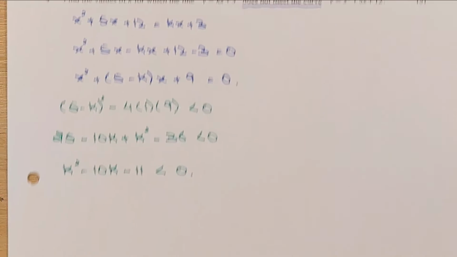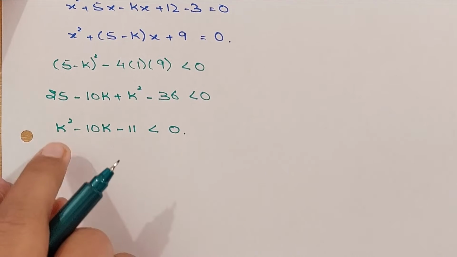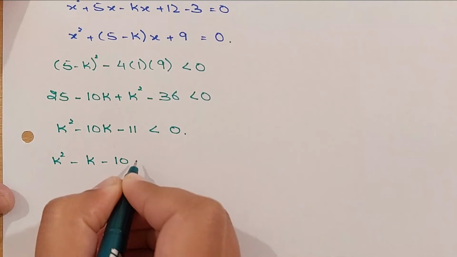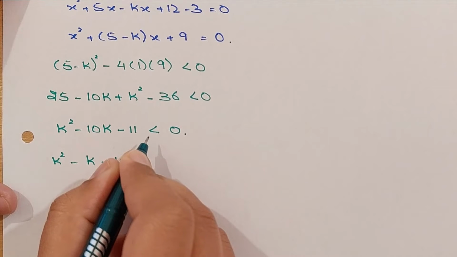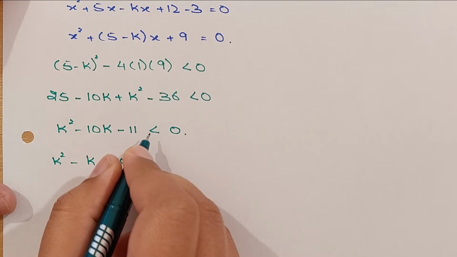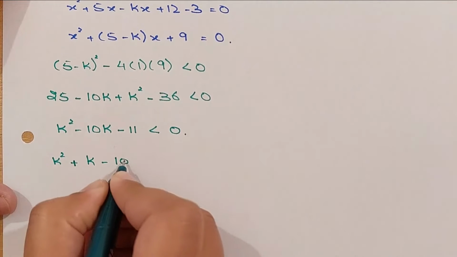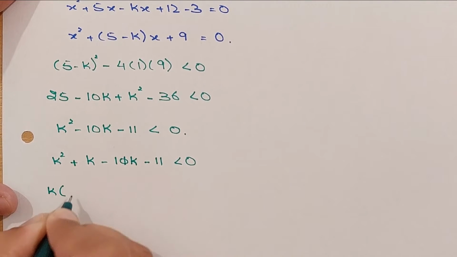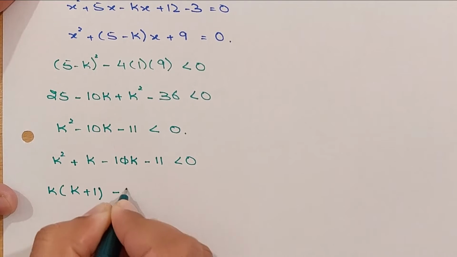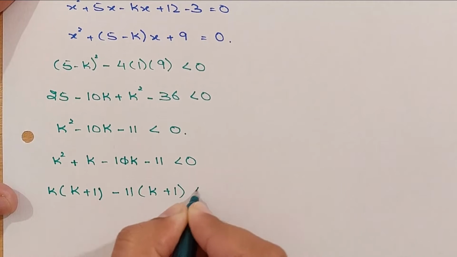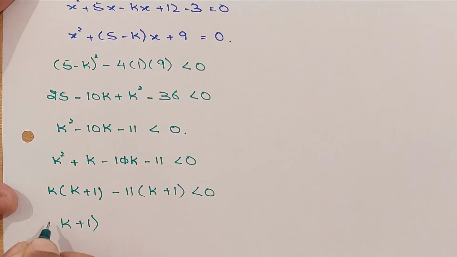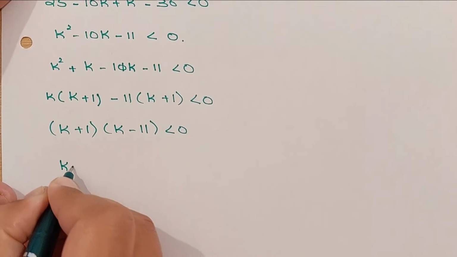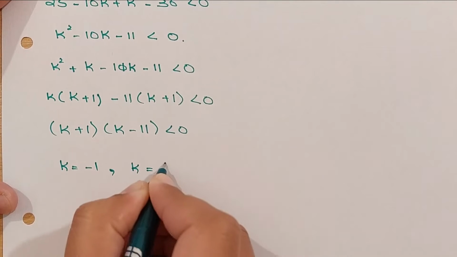So this is a quadratic equation in k, so we have to factorize it. 1 times minus 11 we can say. So k square minus 10k minus 11. 1 times 11 is 11, right? So we can say plus 1 and minus 11, which gives minus 10. So k is common, we have k plus 1, negative 11 is common, k plus 1 is less than 0. So k plus 1 is a factor and k minus 11 is a factor. So the two possible values of k are k equals minus 1 and k equals 11.